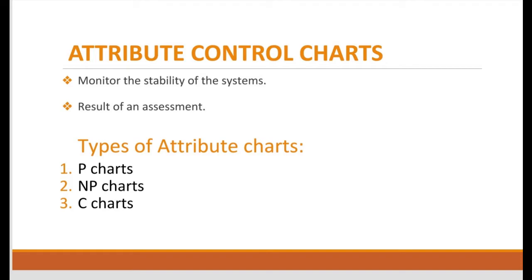They are used to monitor the stability of the systems where any count or percentage is accumulated. They are the result of an assessment using go/no-go gauges or pass or fail criteria. The different types of attribute charts include the P charts, the NP charts and the C charts.